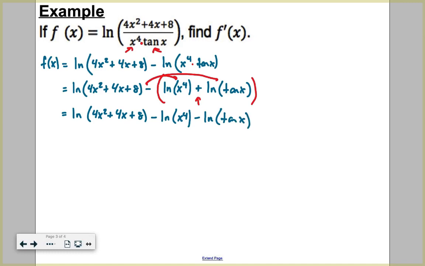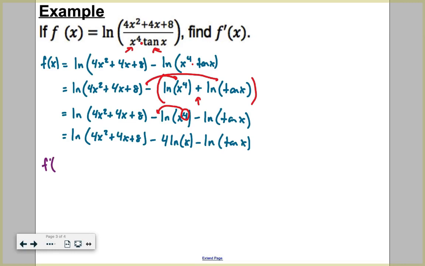And now the last simplification we can do here is we do have an exponent here with x to the fourth that we can make a coefficient, giving us a simplified function of the natural log of 4x squared plus 4x plus 8 minus 4 natural log of x minus natural log of tangent of x. And now we just go to town to find the derivative of each of these three terms. And don't forget the chain rule.